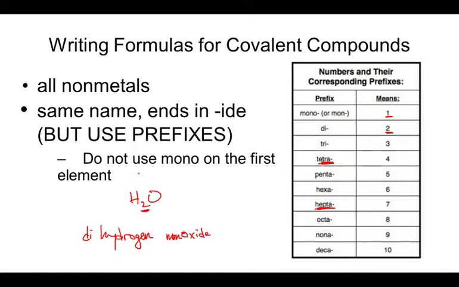If for some reason you have a molecule where the first one has only one of them, you don't write mon for that one. So if you had NO, that's nitrogen and oxygen. So it'd be nitrogen. Remember, the first element you just write normal. Now there's only one of them, so you don't write mon or mono in front. You just say nitrogen, and then this would be monoxide again. Oxide.